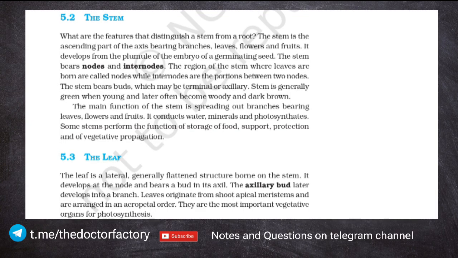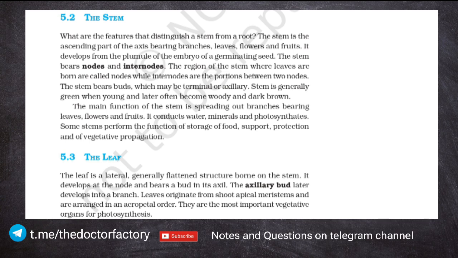5.2 The stem. What are the features that distinguish a stem from a root? The stem is the ascending part of the axis bearing branches, leaves, flowers and fruits. It develops from the plumule of the embryo of a germinating seed. The stem bears nodes and internodes. The region of the stem where leaves are borne are called nodes, while internodes are the portions between two nodes. The stem bears buds which may be terminal or axillary.